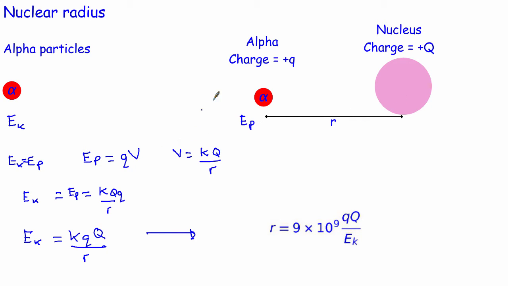Okay, so obviously there's a big issue with this, because we're not now measuring the radius of the nucleus. What we're doing is we're measuring the distance between them, and obviously the closer we can get our alpha particle to here, the better measurement of our radius we're going to get.